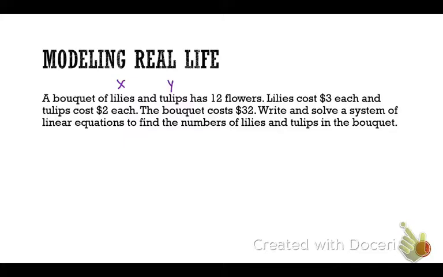What's it going to equal? X plus Y, lilies plus tulips equals how many total? 12. Okay. Now come up with your second equation. You can do it. Use the other information now.